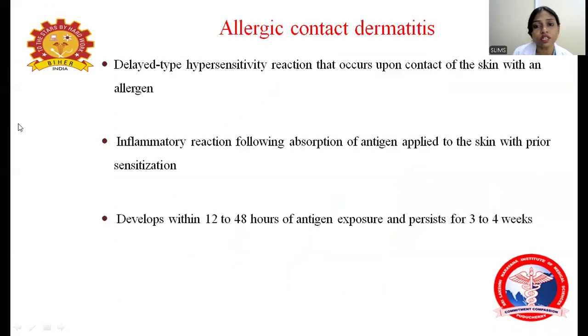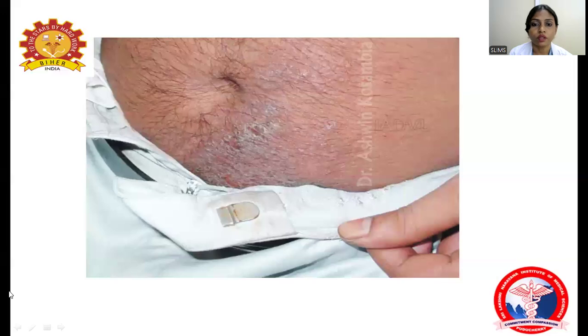Next, coming to allergic contact dermatitis. Allergic contact dermatitis is a delayed type hypersensitivity reaction that occurs upon contact of the skin with an allergen. This inflammatory reaction follows the absorption of antigen which is applied to the skin, which has been previously sensitized. So it develops within 12 to 48 hours of antigen exposure, and it can persist for about 3 to 4 weeks. Here you can see the buckle of the pant has caused this allergic contact dermatitis in the area where it has come in contact with the skin.